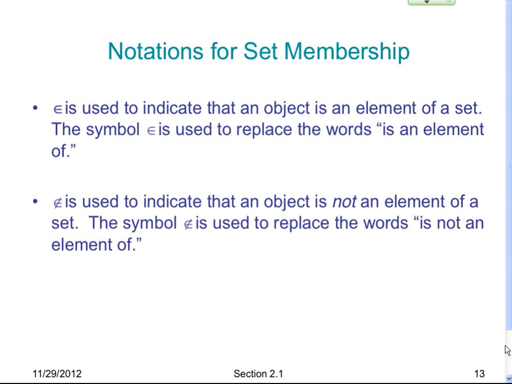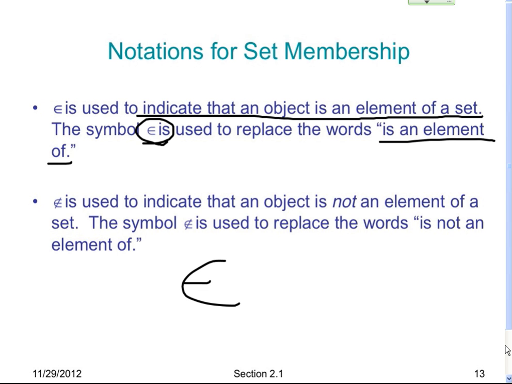This symbol right here, which looks kind of like a capital letter E, is used to indicate that an object is an element of the set. We use this symbol to replace the words "is an element of." If I put a line through it, like this, what that means is "not an element of."